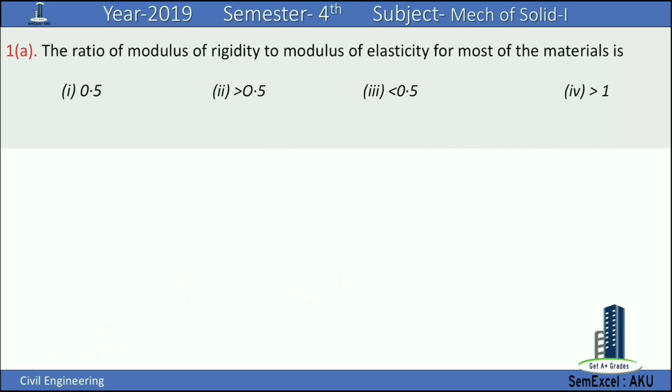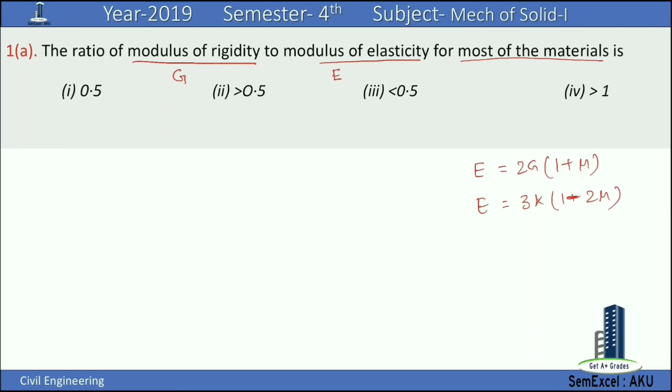The question is the ratio of modulus of rigidity, that is represented as G, and modulus of elasticity, that is represented as E, for most of the material. To solve that question, we have to know certain relations. That is E is equal to 2G into 1 plus mu and E is equal to 3K into 1 minus 2 mu. The first question can be solved using only the first formula.